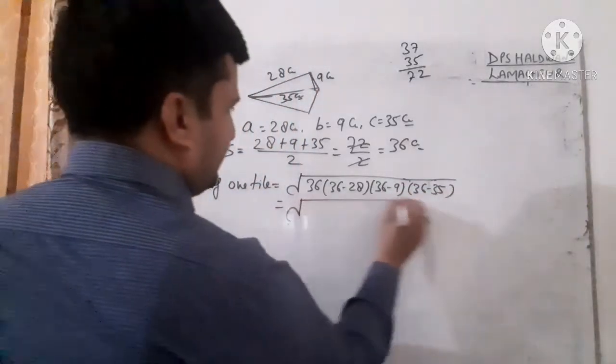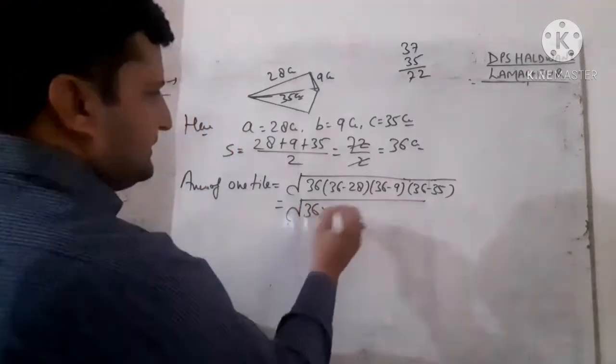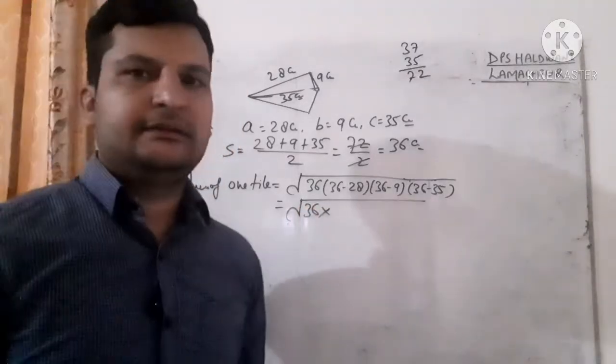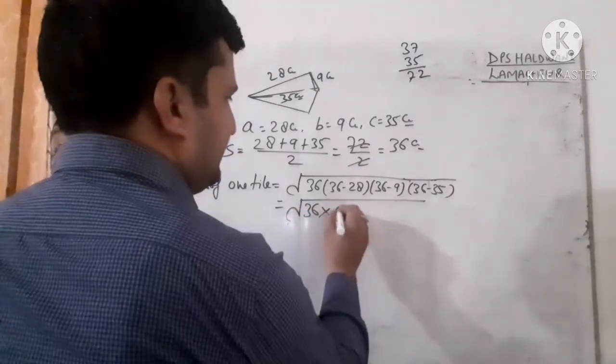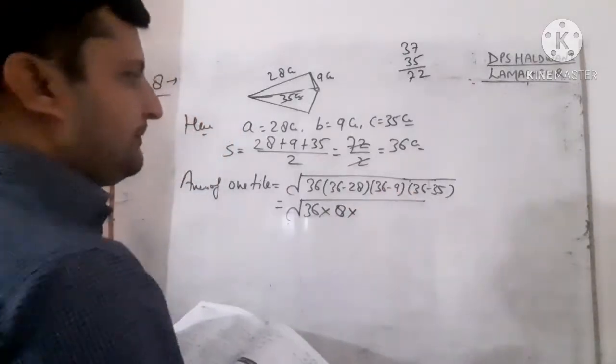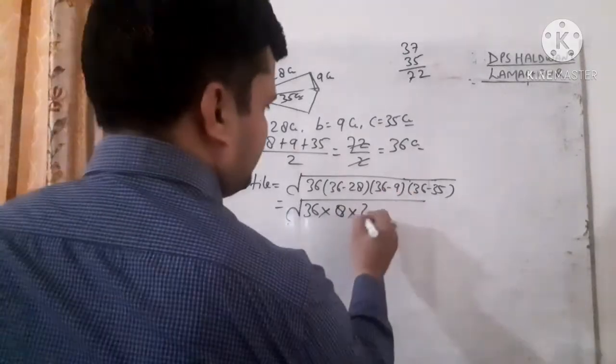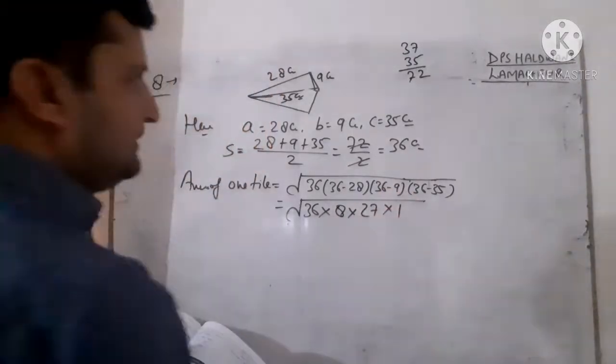So root, we can write it 36. 36 minus 28 is 8, 8, 16. So it is coming 8. And 27 and 9, 36. So it is coming 27. This is 1.